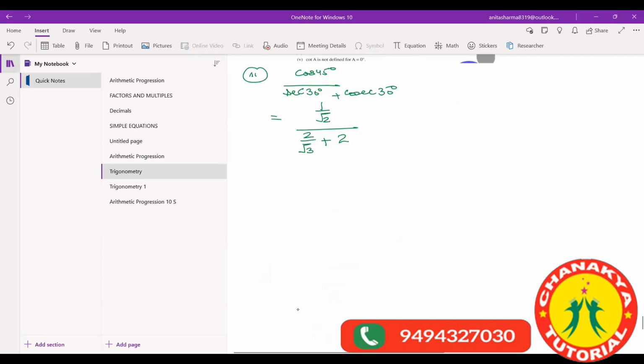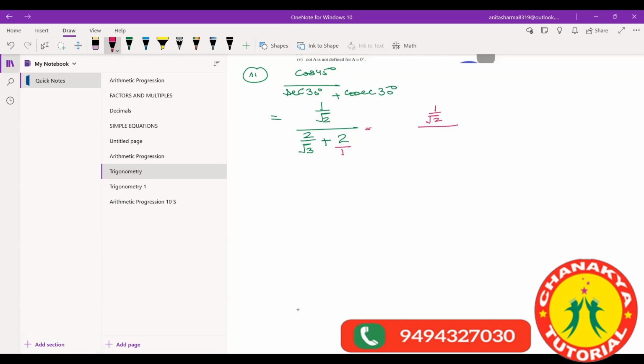So, what we need to do here? Tell me, we will take the LCM in the denominator part. So, 1 upon root 2 upon. Here, in the denominator of 2, nothing is mentioned, so you will write 1. Now, take the LCM with root 3. So, it will be 2. See, now when different denominators are there, you will just cross multiply. So, 2 ones is 2 plus 2 into root 3 is 2 root 3.